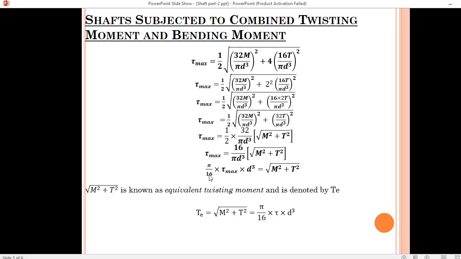So we are getting pi divided by 16 tau max into d cube is equal to root over of M square plus T square. This root over of M square plus T square is known as the equivalent twisting moment, and it is denoted by Te. It is defined as the twisting moment which, when acting alone, produces the same shear stress tau as the actual twisting and bending moments. So Te is equal to root over of M square plus T square, equal to pi by 16 tau d cube.